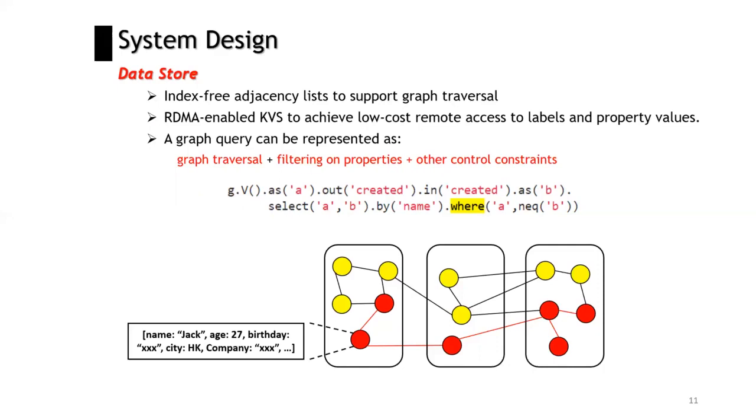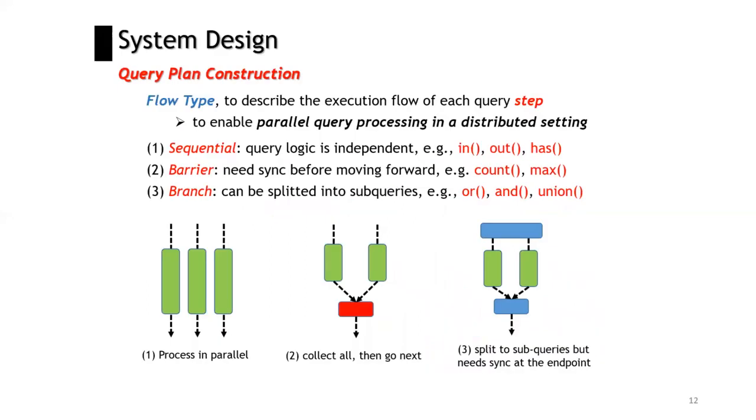For example, the sample query shown here involves all the above three kinds of operations, where the figure demonstrates how a query is executed over the partitioned shards of graph data in a distributed setting. Grasper proposes some new features in order to address those system challenges.